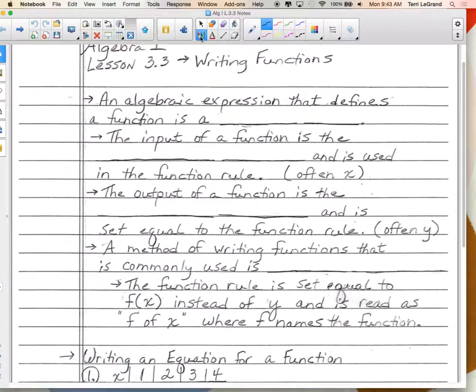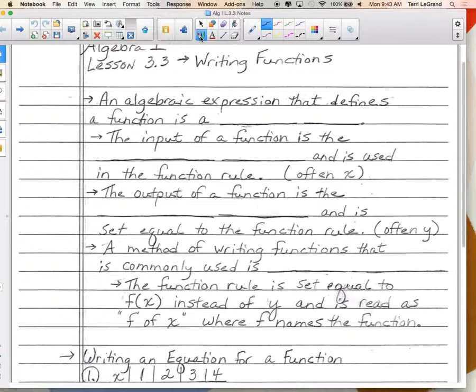Each member of the domain can only be paired with one member of the range. So when we're talking about our relations being functions, we have to keep that in mind, and we have to be able to state that, okay? So an algebraic expression that defines a function, we know what an algebraic expression is, right? What's an algebraic expression? That's from early in the year.